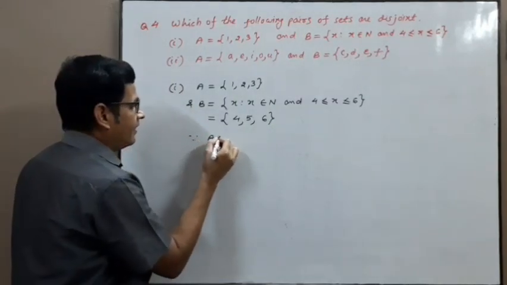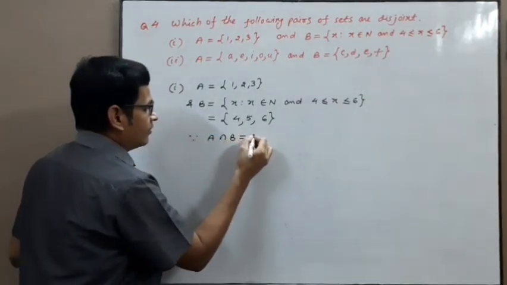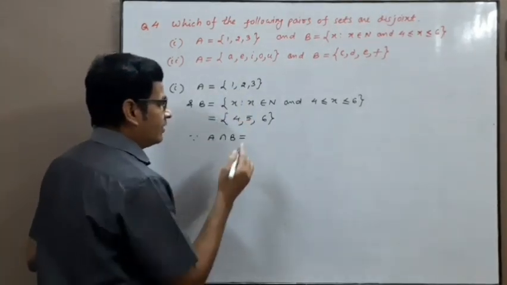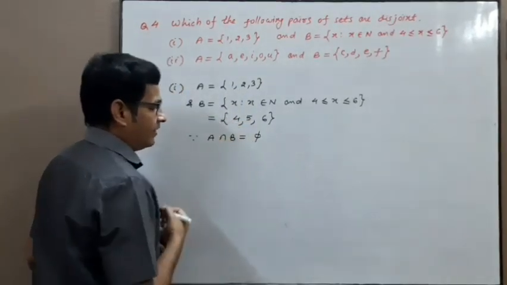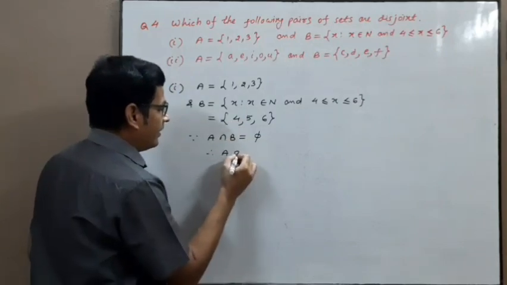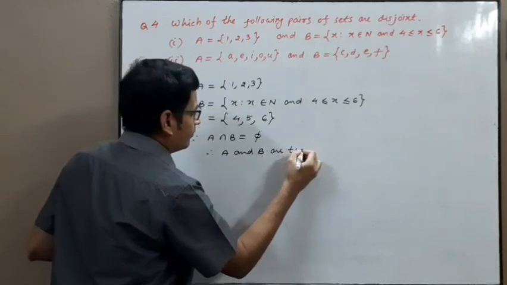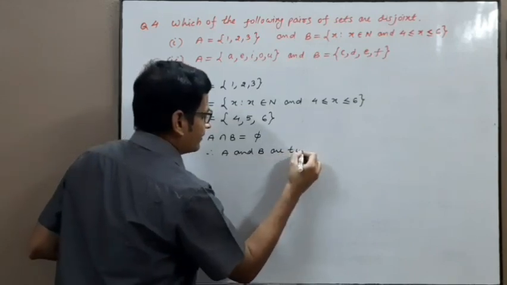Now A intersection B is equal to, how many elements are common between A and B? There is no element, so A intersection B is the null set. Therefore, A and B are two disjoint sets.